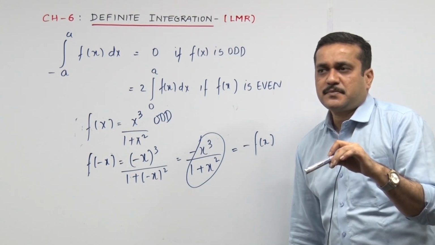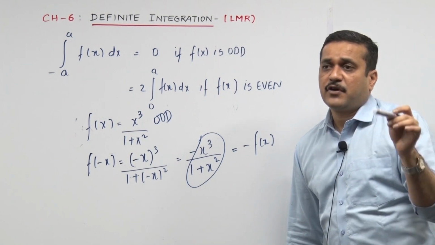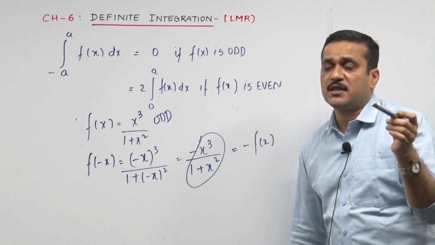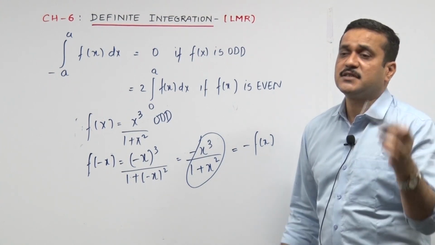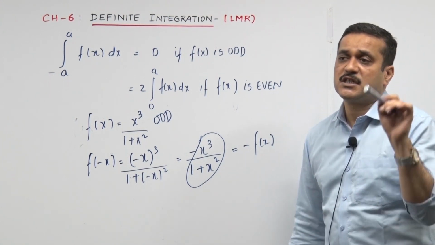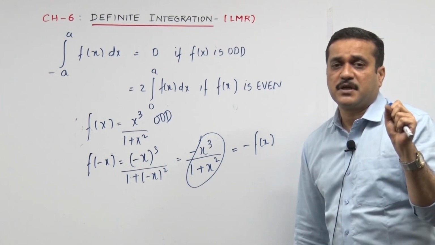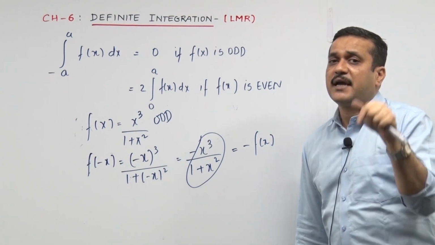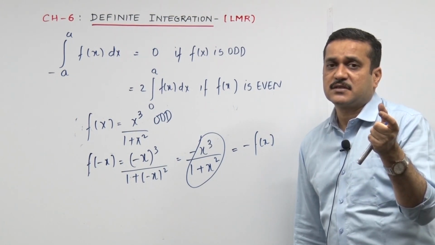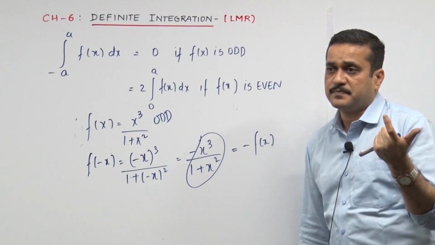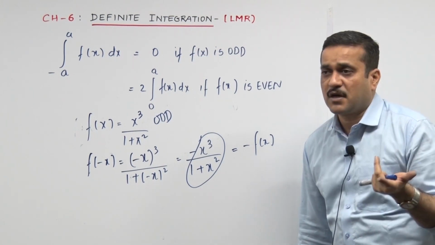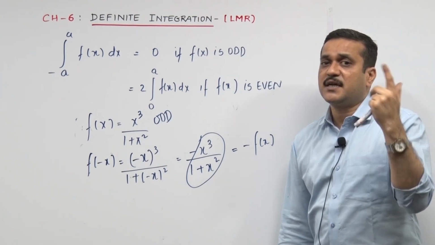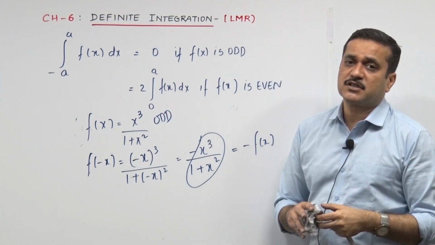Coming back, integrate minus a to a f of x dx is 0 if the function is odd. It becomes twice integrate 0 to a f of x dx if the function is even. Let's capture that property. Integrate minus a to a f of x dx, that goes 0 if the function is odd. If only God gave all functions as odd, in the paper that's how it is. It becomes twice integrate 0 to a f of x dx if the function is even.